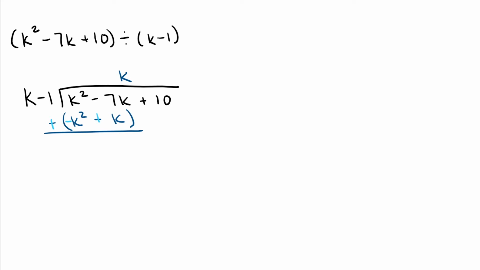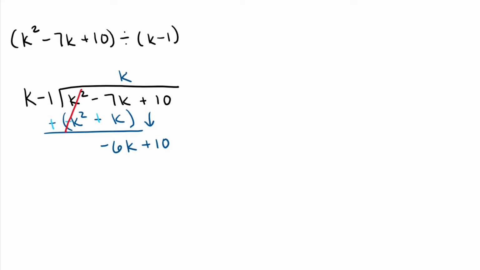If you'd like to go over adding and subtracting polynomials, please check out my video on adding and subtracting polynomials linked below. Now we'll simply add down. Our k squares cancel out, and negative 7k plus k is negative 6k. Let's bring down the plus 10. Now we have negative 6k plus 10.